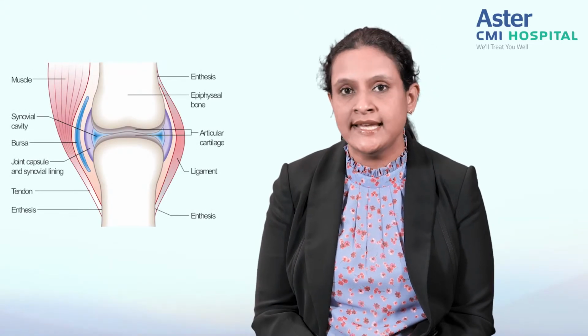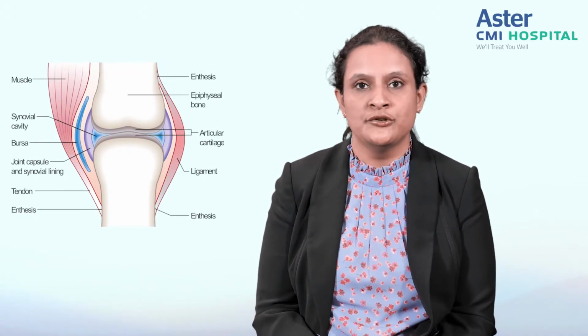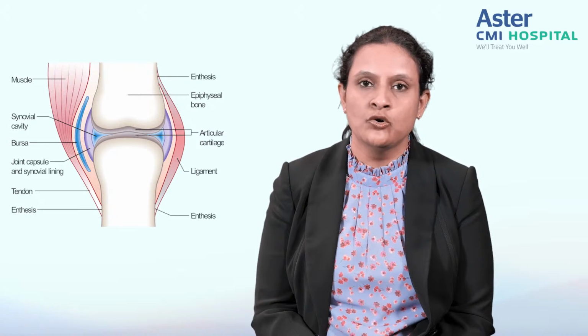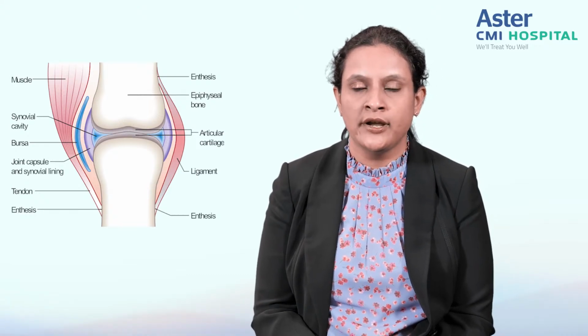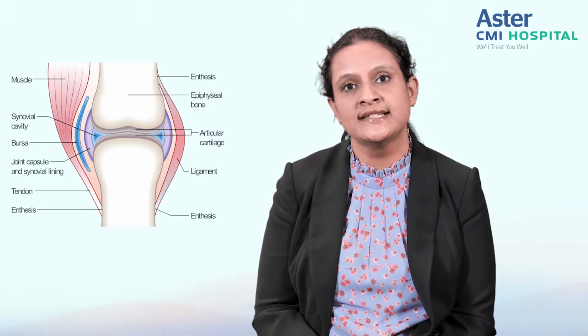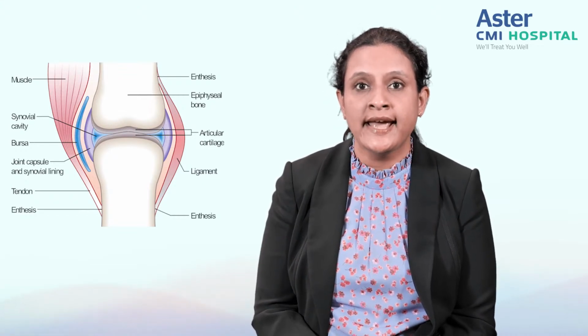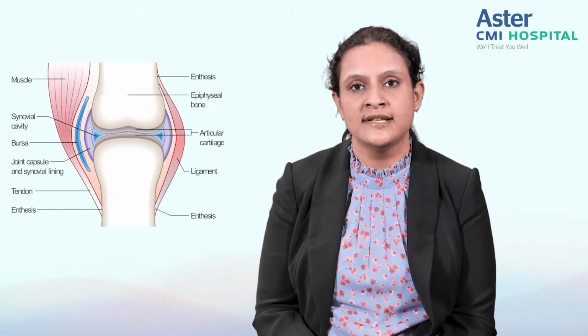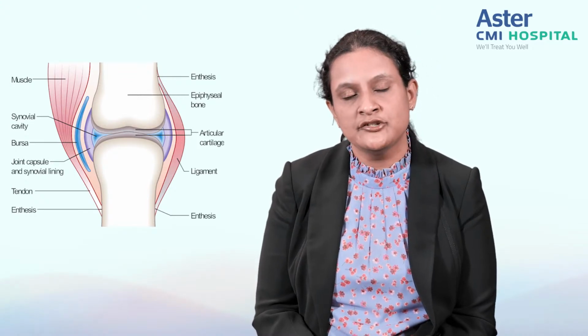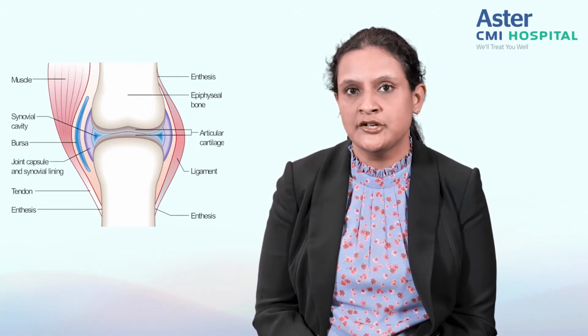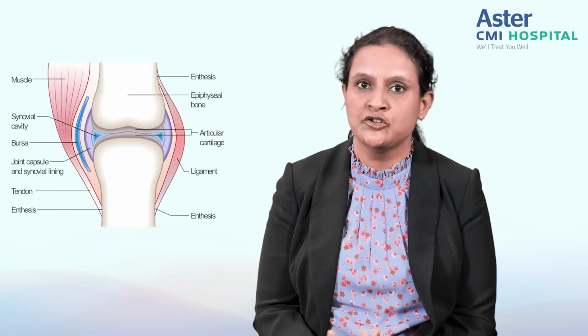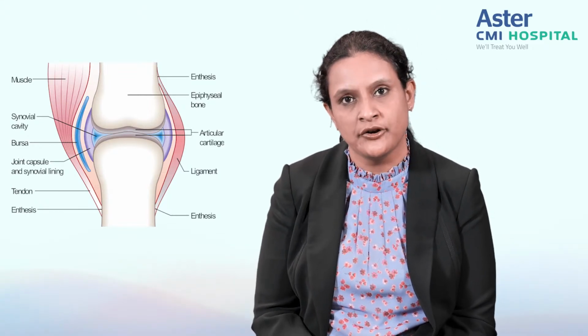Now, before understanding exactly what happens in osteoarthritis, we should understand the structure of a normal joint. A normal joint, as you can see in the picture, is made up of two bones in general. Between the bones, you have a lining covering the bone surface called the cartilage. This joint is held together by a joint capsule, which also has a lining called the synovium. Apart from these structures, there is a muscle which is attached to a tendon, and then the tendon is attached to the bone. So all these structures form a normal joint.